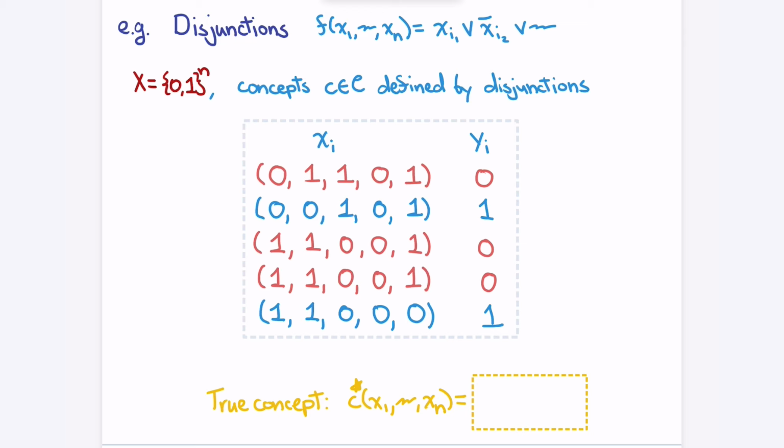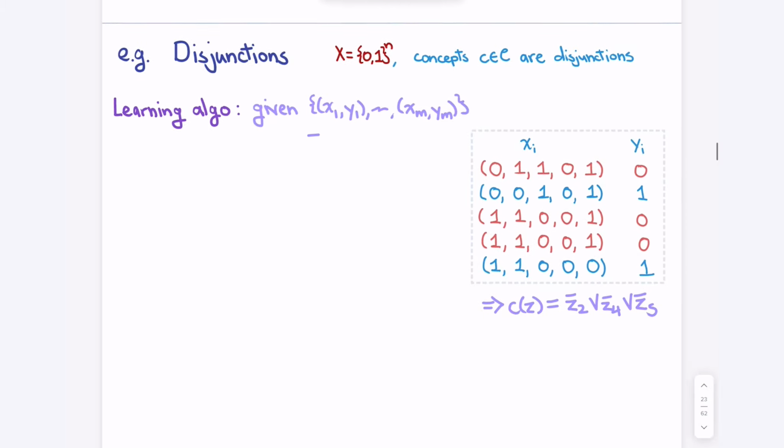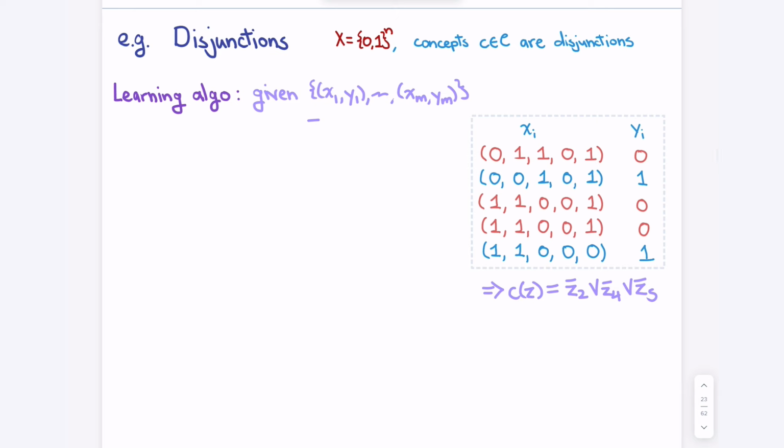Survey says, there may be more than one answer, but this is one I came up with, I guess. Okay, so you'll see that the things that are not x2 or not x5, yeah, that would be consistent with these labels. Okay. Can anyone think of an algorithm?